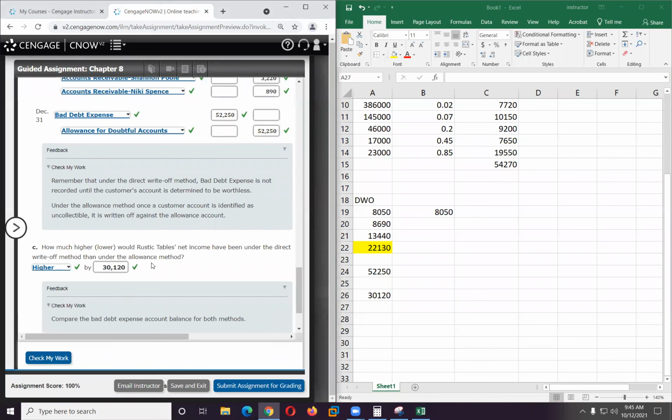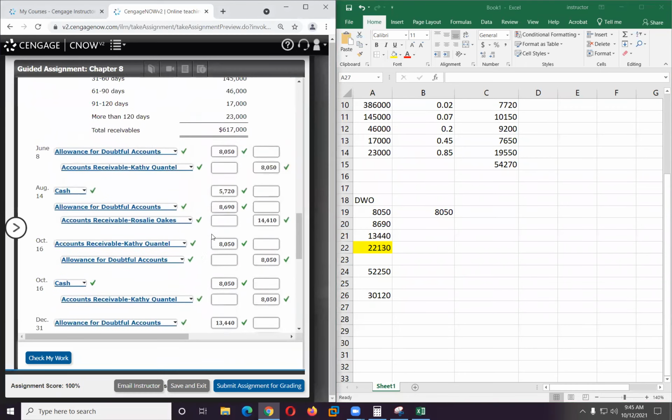Hooray, I got it. Scroll up where? To where?